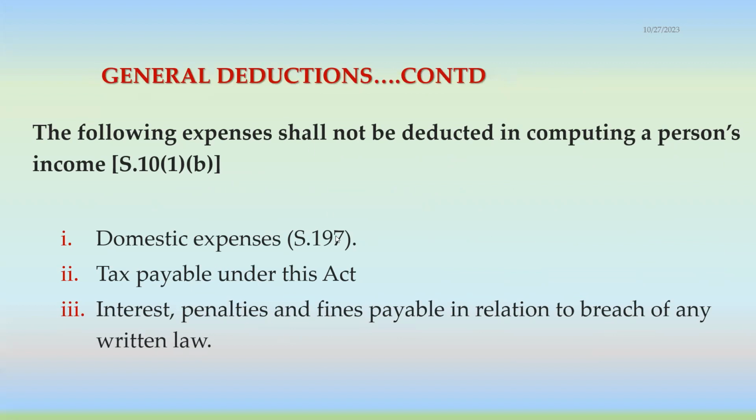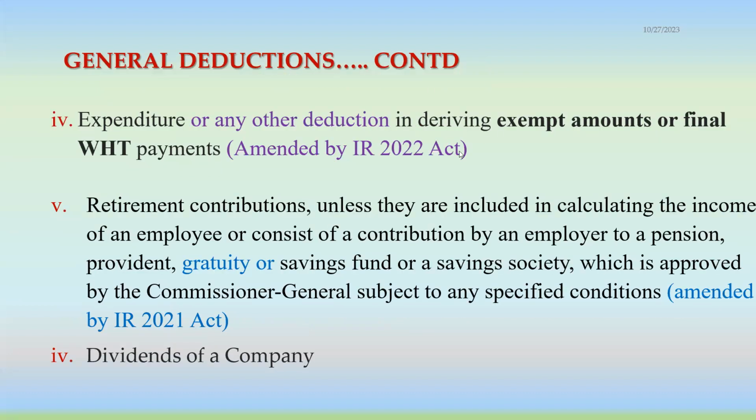Then the domestic expenses cannot be deducted, and tax payable under this tax, that is income tax and others. So section 197 I can explain later. Then the interest, penalties and fines payable in relation to breach of any written law, that is also not deductible. Then the expenditure or any other deduction relevant for the exempt amounts and final withholding payments, that is also not allowable to deduct.